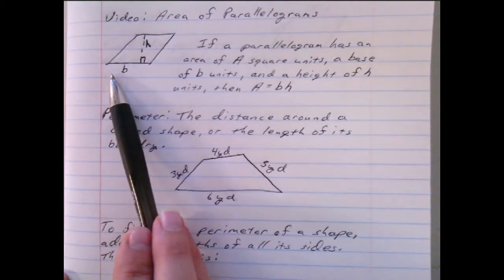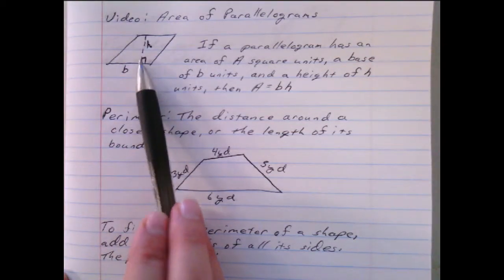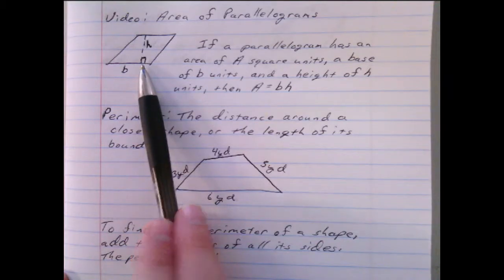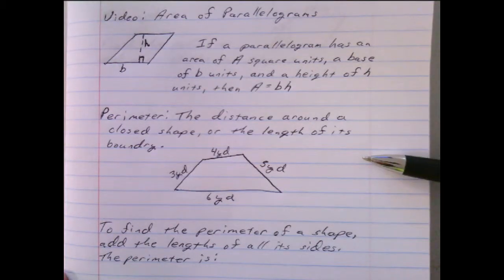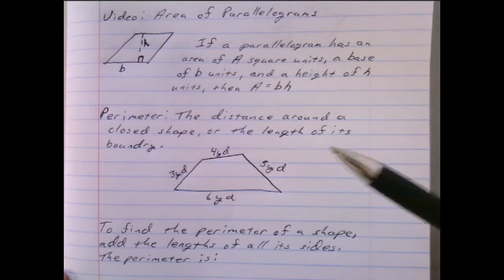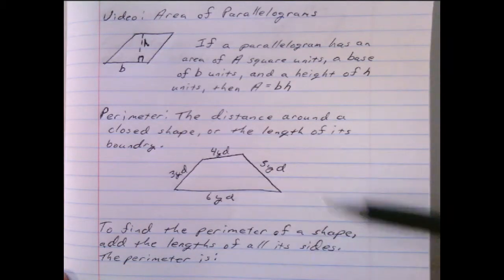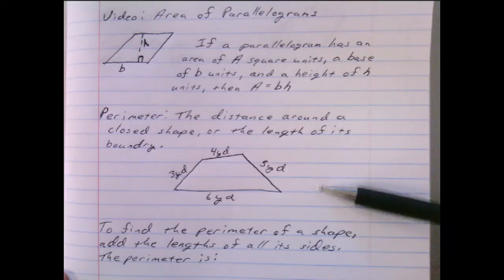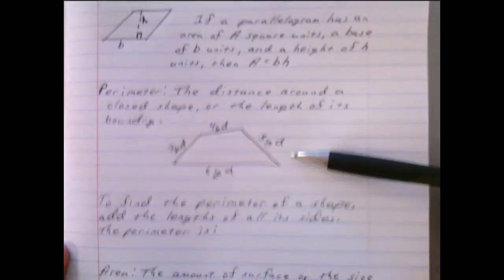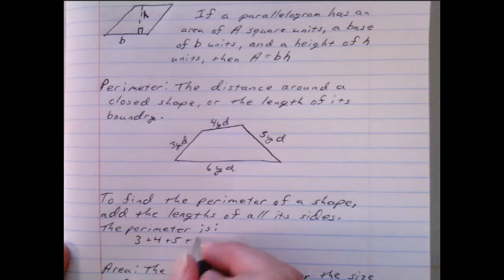Okay, so if we look at this one, we can find the area by taking the base here times the height. And if you remember, the height is always perpendicular to your base. Now if we're looking at perimeter, just a little bit of review of perimeter. Perimeter is the distance around a closed shape, or it's the length of its boundary. Kind of like if we have a fence, it's the amount of fencing that goes all the way around a yard. So to find the perimeter of a shape, we're going to add the lengths of all of its sides. So for our perimeter here, we're going to take 3 plus 4 plus 5 plus 6.